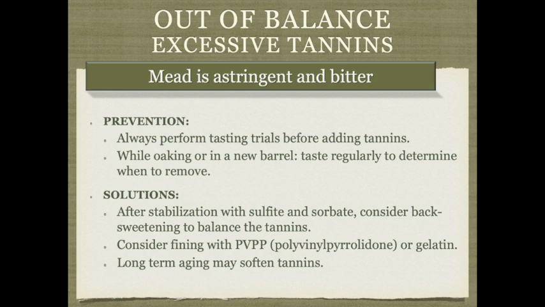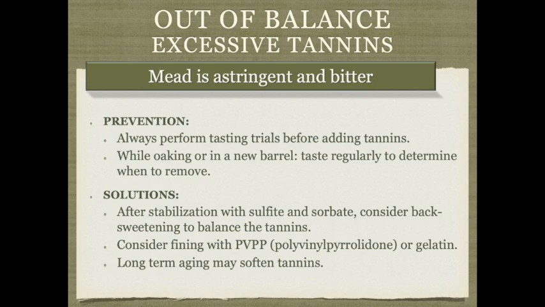So the key to prevent your mead from being out of balance due to too much tannin is, as I already mentioned, both with acid and with tannin additions, always do tasting trials where you compare different levels of addition to see what works best. There really isn't a formula that you can use to figure out how much tannin to use. It's going to depend on the type of tannin that you're using, how much alcohol is present, and how much residual sugar. If you're using oak or a brand new barrel, taste it regularly to determine when to remove it, because once the oak is there, it's harder to get rid of.